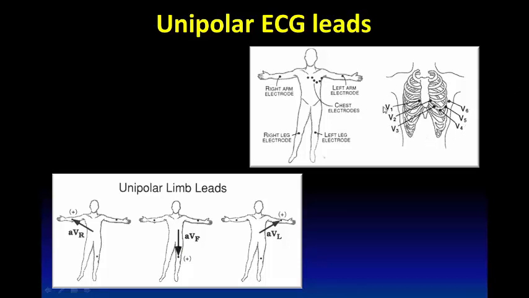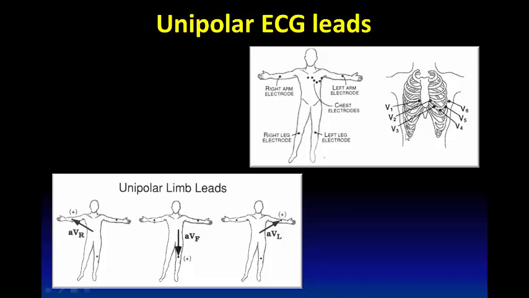So leads V1 and V2 record the electrical activity from the right ventricle, from the anterior wall of the heart. And leads V5 and V6, these unipolar chest leads, record the electrical activity of the anterolateral wall of the heart formed by the left ventricle. And leads V3 and V4 record the anteroseptal activity. So V1 and V2 are strict anterior leads.